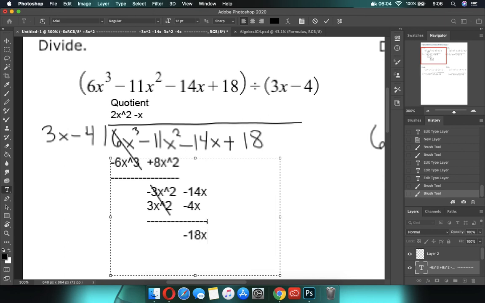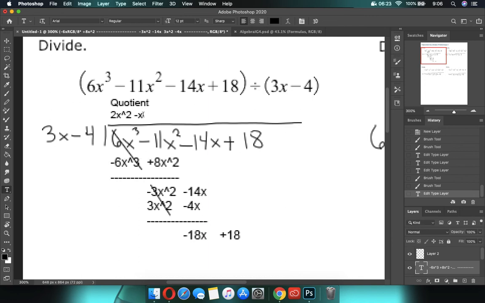Negative 18x. And you heard me muttering to myself as I was trying to figure this out, because for a hot second I was doing the math wrong in my head and I thought it wasn't going to divide evenly, but we got lucky. It did. All right, and then the plus 18 drops down. So that part's all set.